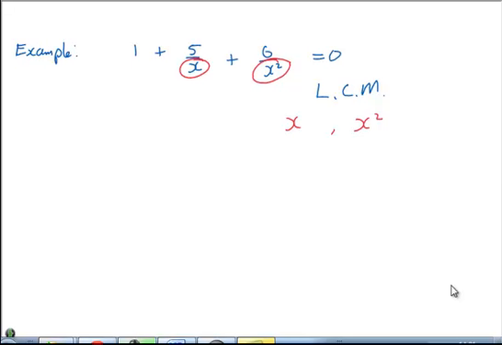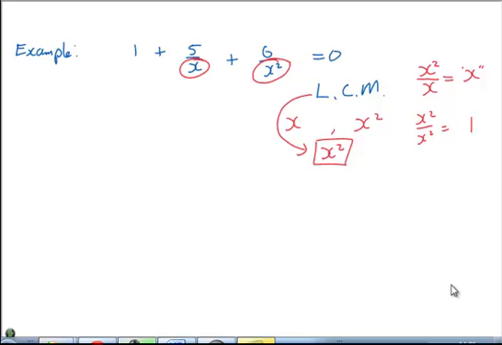Now, the lowest common multiple of x and x squared is the lowest term that they'll both divide evenly into. In this case, x will divide into x squared. It divides in x times. x squared divides into x squared once. So the lowest common multiple for these two is simply x squared.